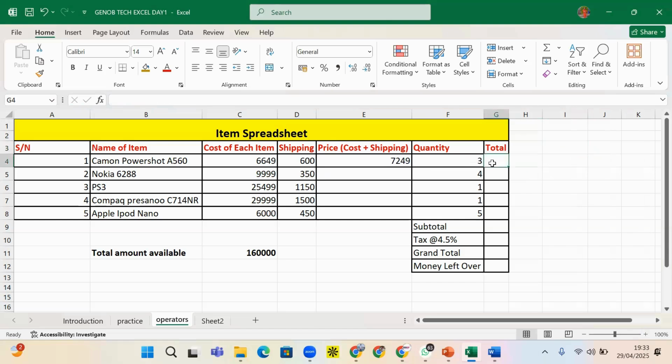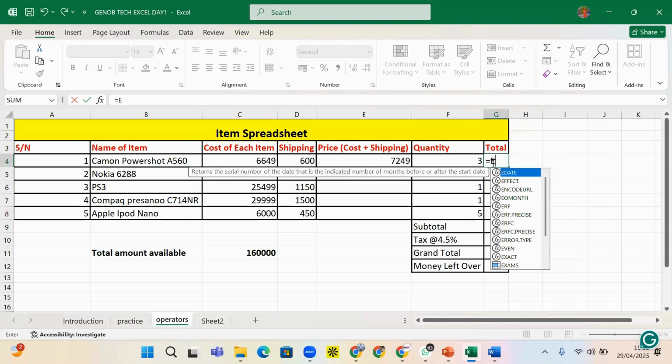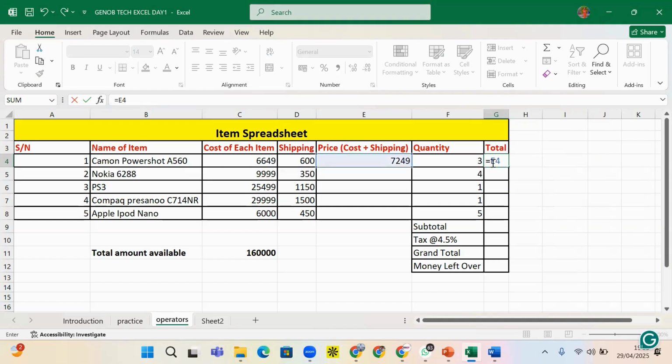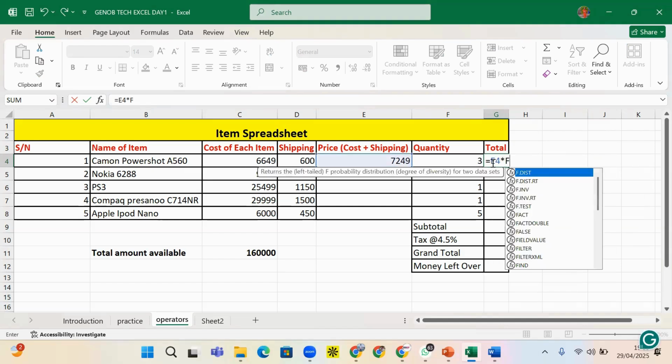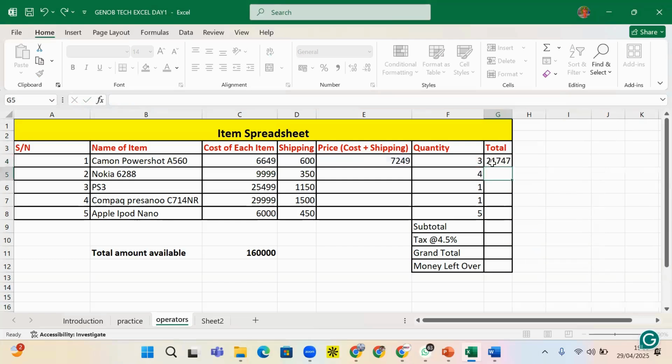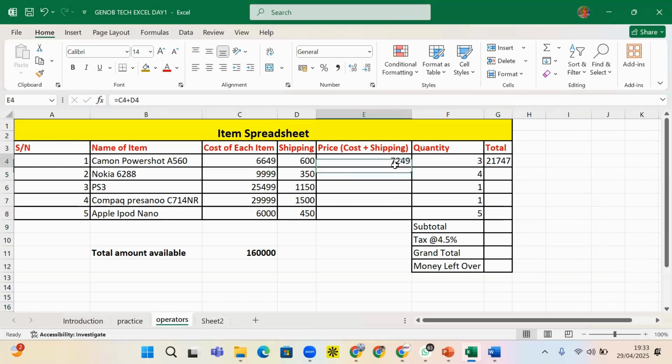So let us perform the calculation here. We'll not use the function, we use the operator. Equal to, what are we multiplying by what? E4 times F4 will give me the total, right? So I can repeat the calculation across all the cells. But don't you think that will be time consuming? I think yes, it will be time consuming.